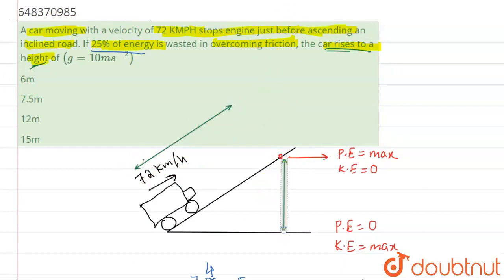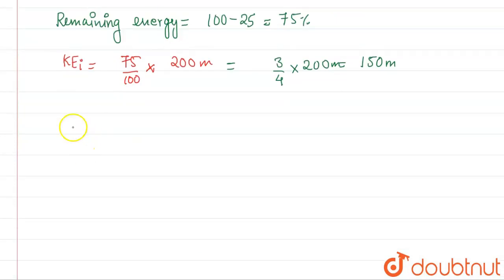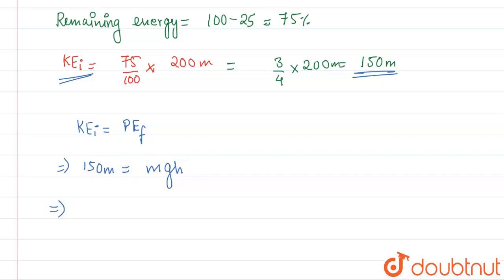Here the initial kinetic energy must be equal to the final potential energy because all the energy is converted. The initial kinetic energy becomes this because something is lost in friction. So this is 150 m. Potential energy is given by m g h, so m and m get cancelled easily. That's why m was not required. So h is equal to 150 upon g. We take the value of g as 10, so this is 150 by 10, which comes out to be 15 meters. This is our final answer.